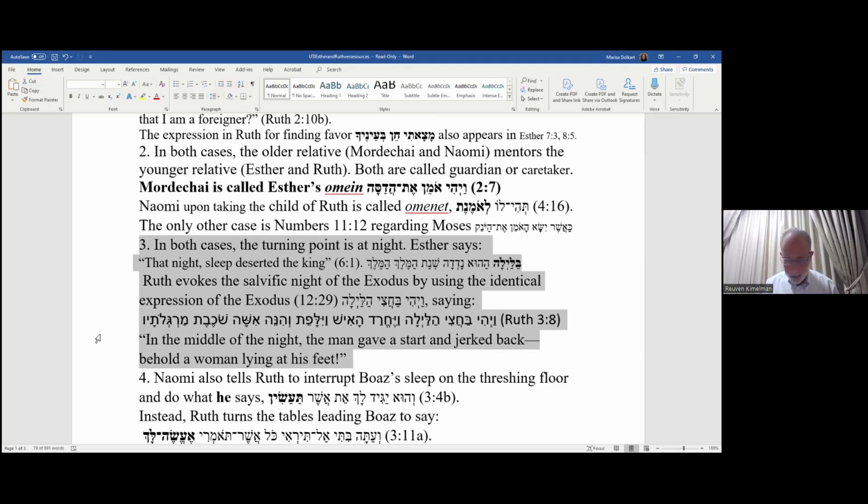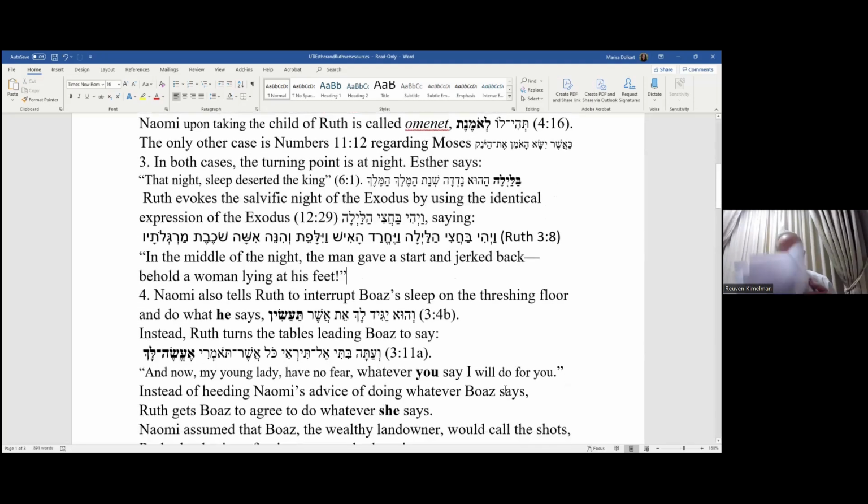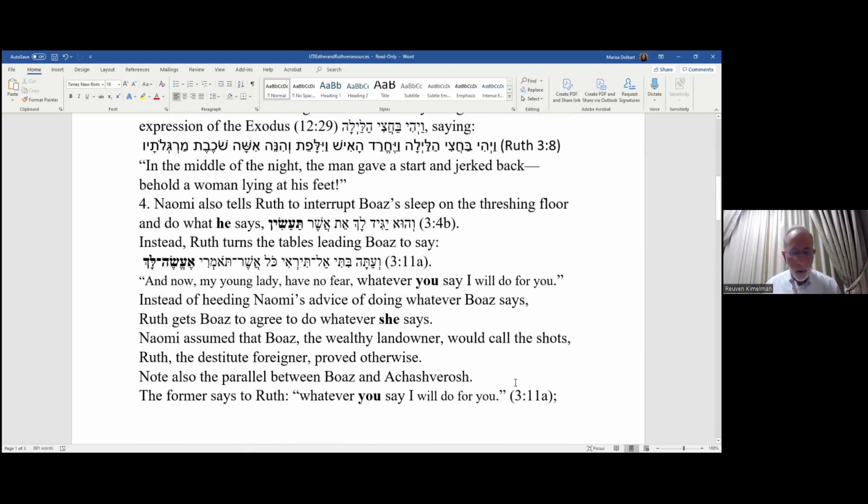"Vayi b'chatzi halayla." And what does she say? Ruth 3:8. "Vayi b'chatzi halayla, v'yecharar ish, v'yilafet, v'yinei isha shochevet margolotav." In the middle of the night, the man gave a start and jerked back. Behold, a woman lying at his feet. So both use the phrase laila, vayi b'chatzi halayla. Now, neither Achashverosh nor Boaz gets a good night's sleep. That night in each story constitutes the turning point leading to the resolution of the story.